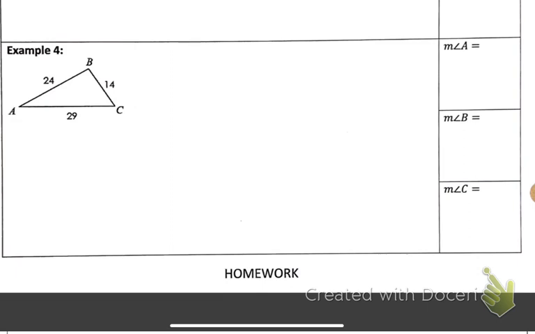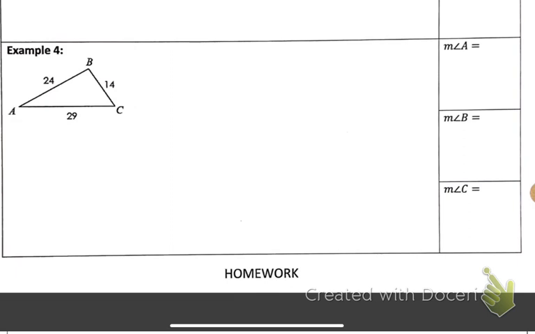Example 4. Can we use the law of sines? No, I can't use the law of sines. Can someone new that hasn't told me yet, why can't I use the law of sines on this one? Maybe someone hasn't. Yeah. What was that? There's no angle, so there's no way we could have an angle and a side across from it. There is no angles.